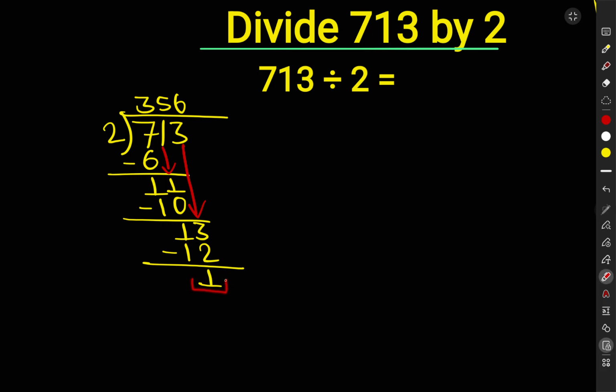So now this 1 is less than 2 and there is no other number to put it down. So we take here decimal so that we put 0. So it is 10 and 2 times 5 is 10. On subtracting we get 0. So 713 divided by 2 is 356 decimal 5.